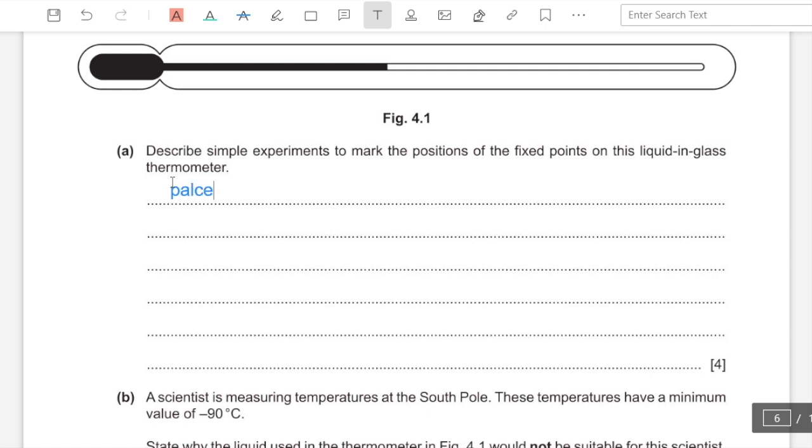You'll have to place the thermometer in melting crushed ice. So crushed ice ensures the exposure of the thermometer to the melting ice, which has a temperature of 0 degrees Celsius, and so it would be an accurate reading which you'll be obtaining by this method.